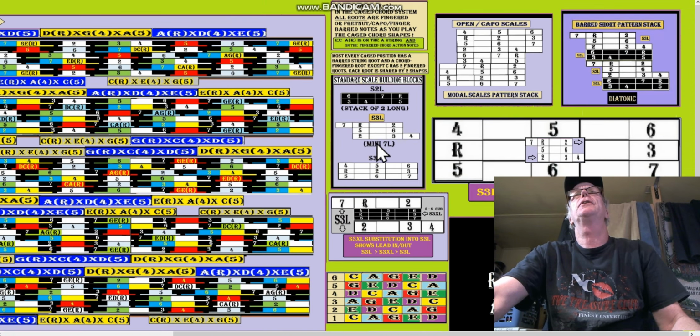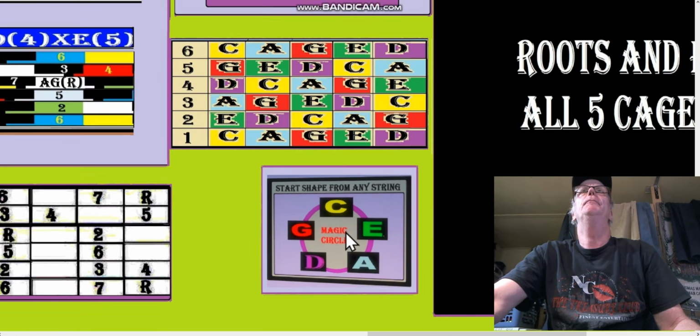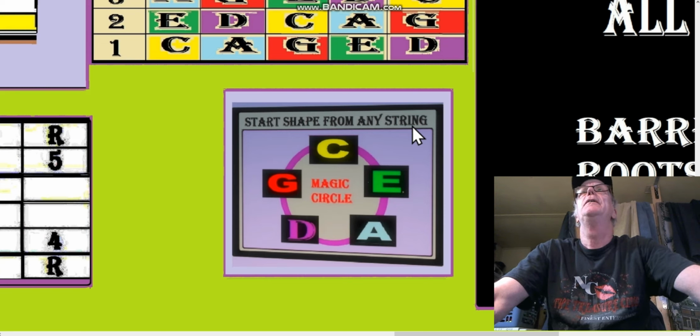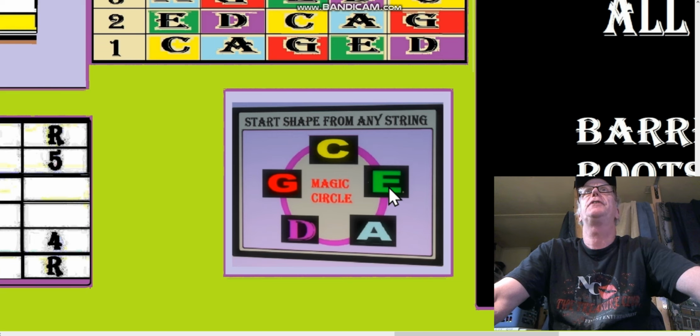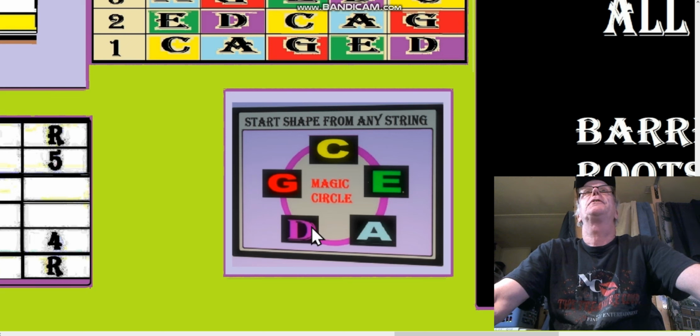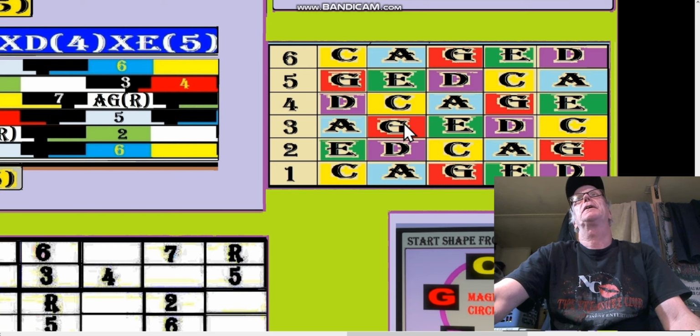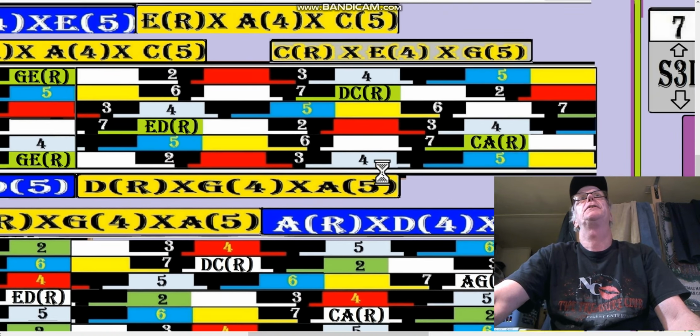And we have the magic circle. The magic circle is, you start the shape from any string, and the shape will become what the magic circle says. It's in fourths, except C goes to E, not to F. So that's the magic circle. Now, the magic circle came from the magic square. Start an A shape from the third string, it becomes a G shape, that kind of thing. Works for chords, works for arpeggios, works for pentatonic scales.